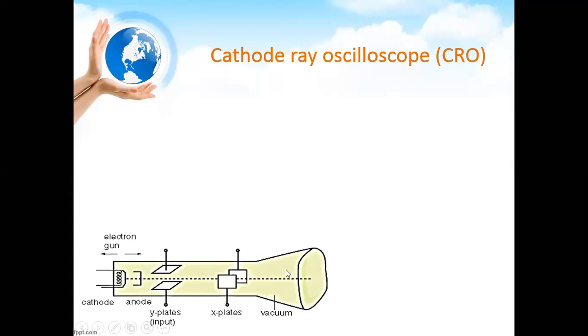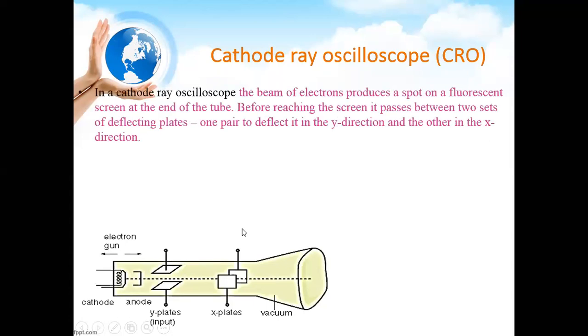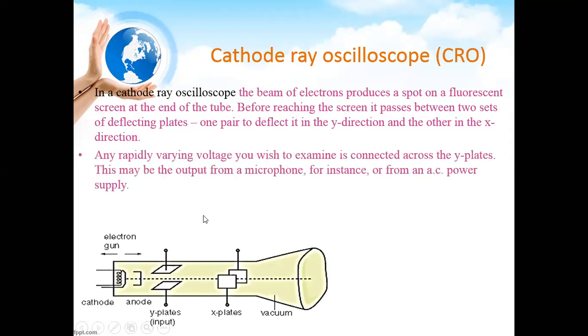And at the end, when they reach the vacuum parts on the screen, they are going to show the signal over there. Okay. So the beam of electrons produces a spot on the screen over here, as you see. Before reaching, it's going to pass through the Y plates and X plates. Again, we talk about it.